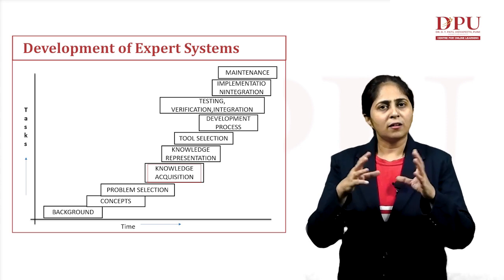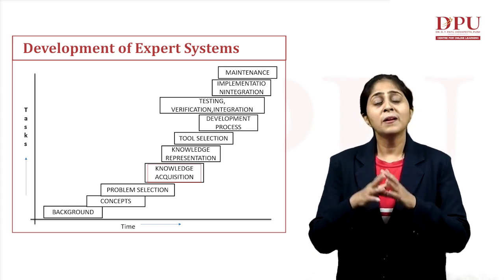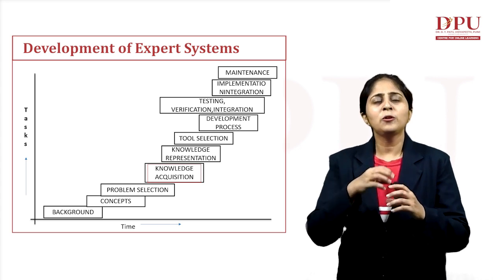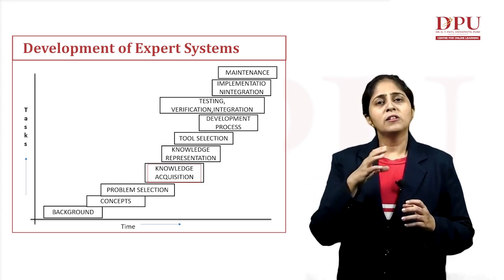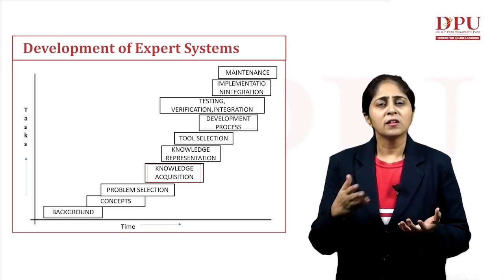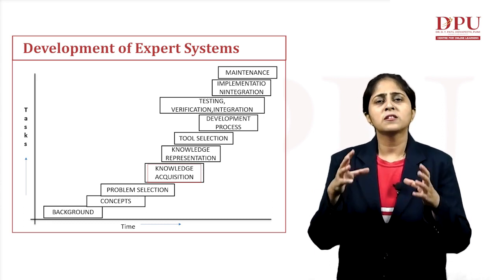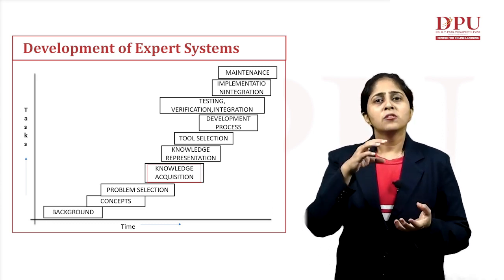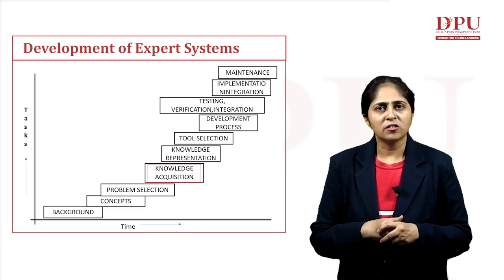Now we have selected our problem on which we are going to build our expert system. Now the next step would be to acquire the knowledge in that field. Now this knowledge acquisition can be done from various resources, using some human expert, using some text, using some books, or anywhere. So the next step would be the acquisition of that knowledge.